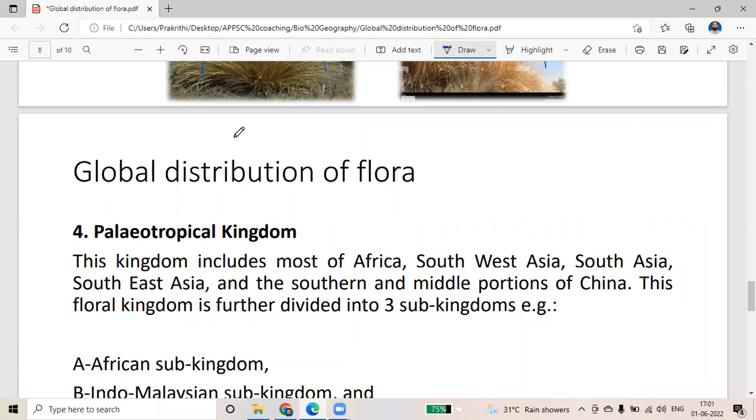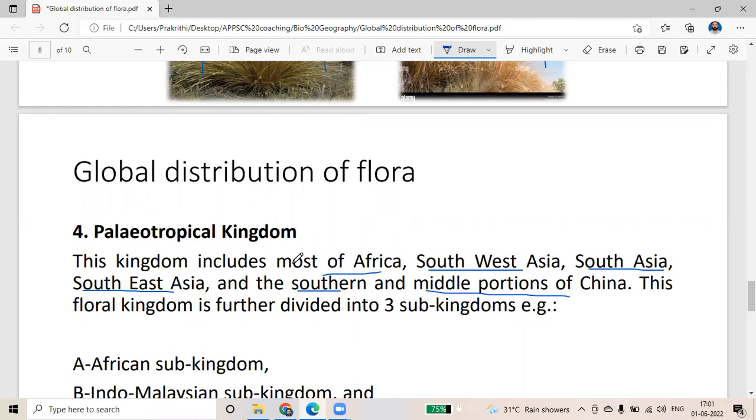So where is this? Most of Africa, South West Asia, South East Asia, and southern and middle portions of China. So almost in tropical and subtropical areas it is distributed. The plants were old plants in the same place, the older plants will be in the same area, and the land is almost the older ones.